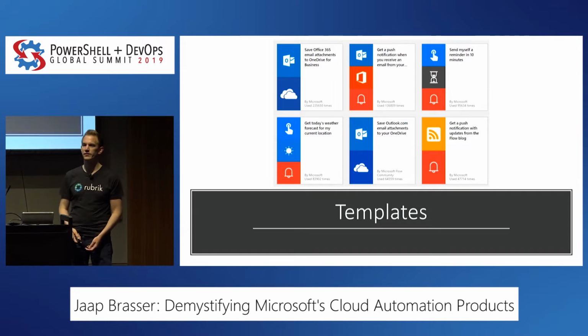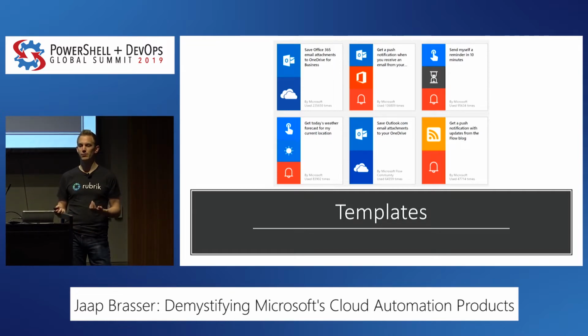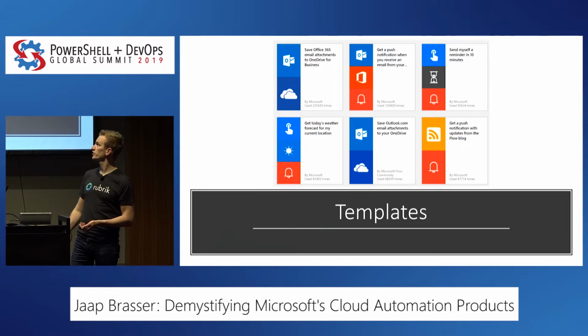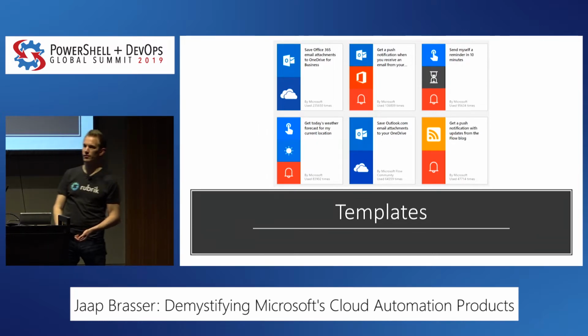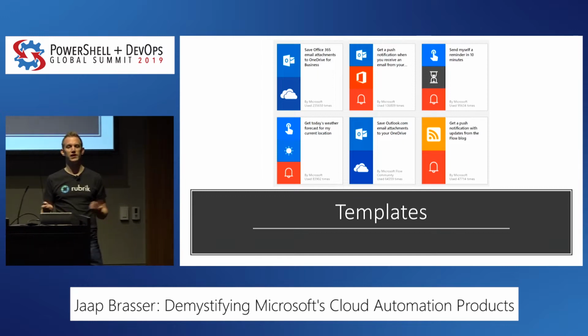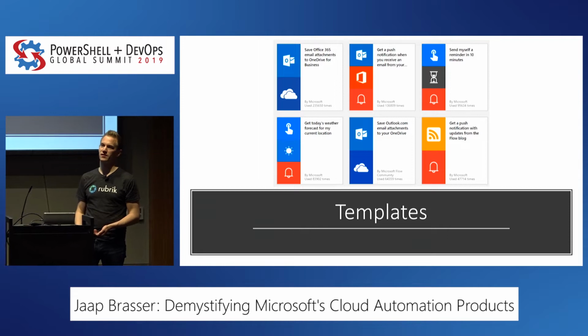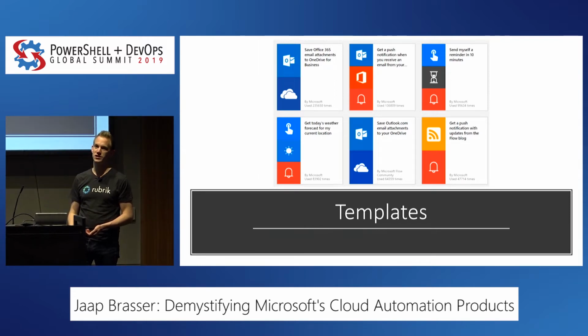Next up, we have the templates in Flow. These are a couple of pre-set up connectors that are connected in a certain way. A nice example that I always like to point out is the Save Office 365 attachments, because in the past, I've been in the unfortunate position where I had to write this in PowerShell.